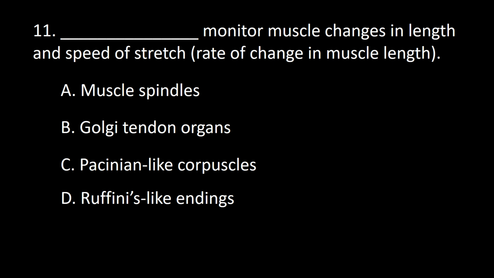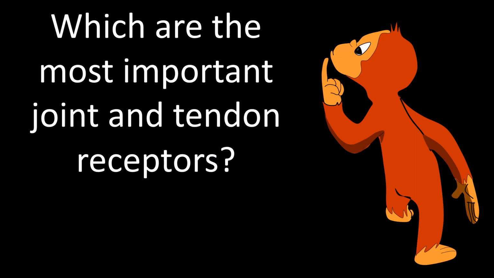The next question. Dash monitor muscle changes in length and speed of stretch. Rate of change in muscle length. A. Muscle spindle. B. Golgi tendon organs. C. Pacinian-like corpuscles. D. Ruffini-like endings. Which are the most important joint and tendon receptors?